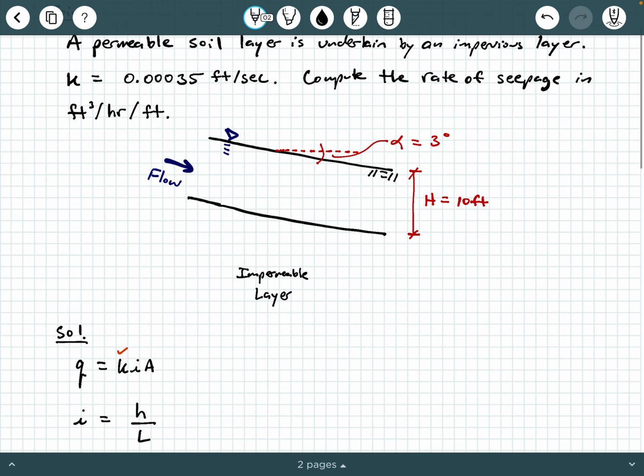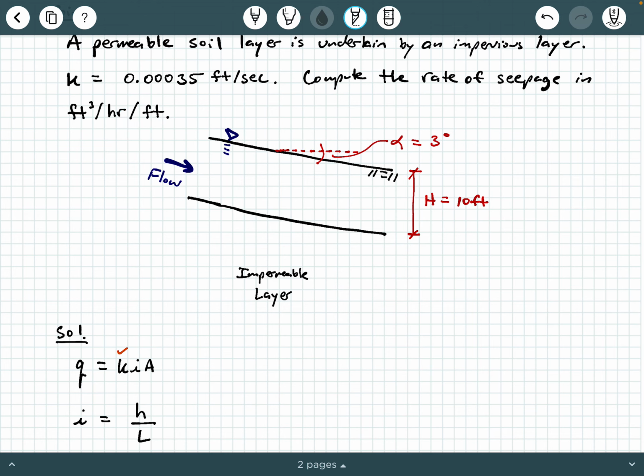Now, the units that the problem is asking us to compute the rate of seepage in is cubic feet per hour per foot. So we need to remind ourselves, what does that mean? Well, the cubic feet per hour, that's a volume over time, which is the basic units of flow rate Q. But what about this per foot?